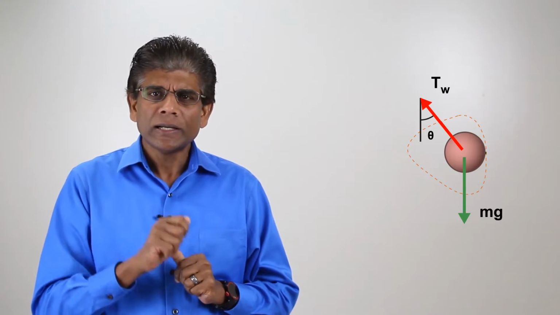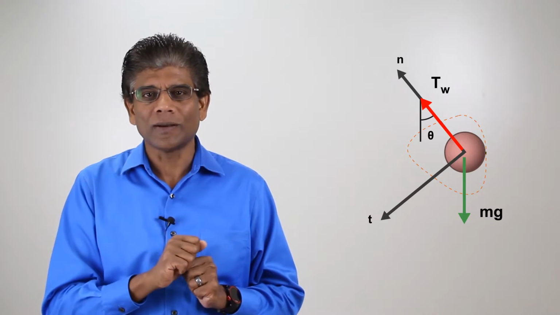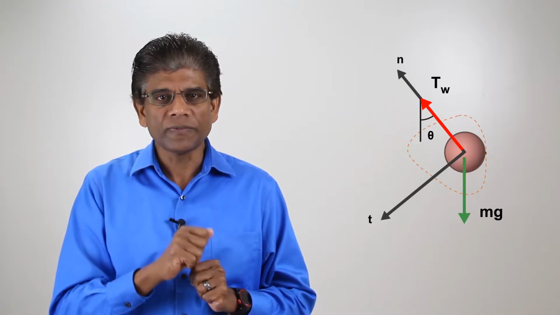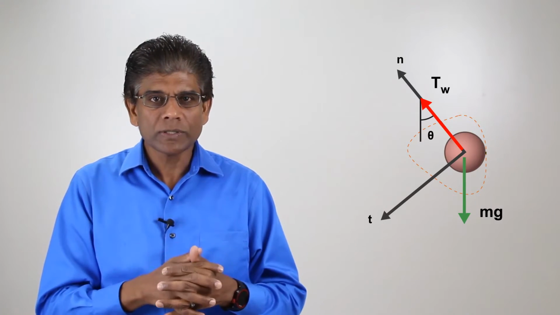In this case, a normal tangential coordinate system will make the problem easier to solve. So we will use it instead of a rectangular coordinate system. The final free body diagram is also shown here.